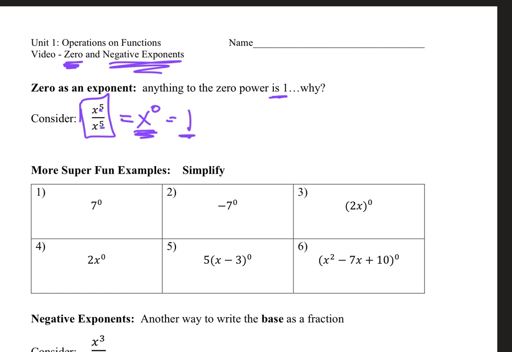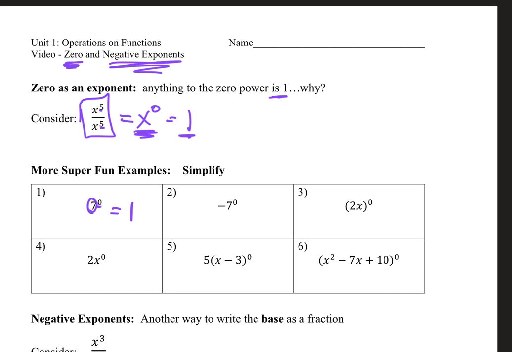Okay, so the big deal is, because that's a pretty simple concept, anything to the 0 power is 1, what is being raised to the 0 power? So that's what you really need to look at. So here's the 0 exponent. What is being raised to the 0 power? Well, that's a 7. That whole thing is being raised, so that's 1.